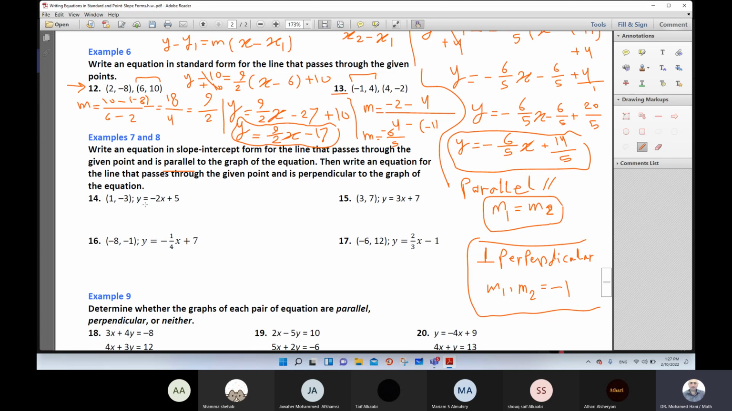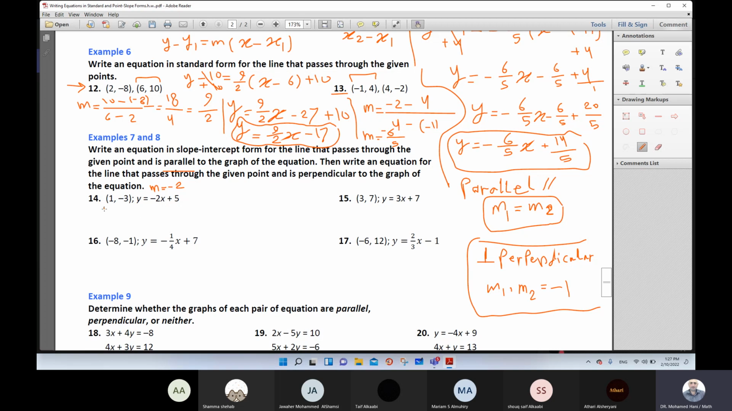So here we have the first line, and we want to find the second line which is parallel with this line. Parallel with this line means it has the same slope. So what is the slope here? As you see here, m equals -2. So we can use the same slope because the two lines are parallel. So we have the slope and we have the point.